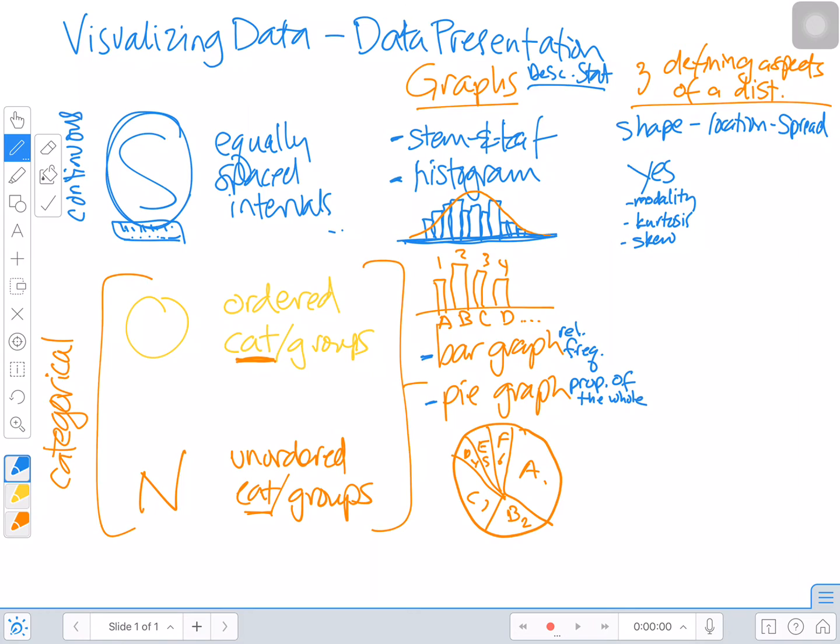Modality, does it have one or two or several peaks? Unimodal, bimodal, multimodal. Kurtosis, is it pointy or flat, or is it sort of like the normal curve? Skew, is it to the left or to the right? And so we really care about the shape because it's important for scale variables that we know what kind of shape it is. In terms of location, there are three ways of really looking at location. We can look at the mean, and I'm going to just use a Greek mu for that, mean. We could look at median, or we could look at mode.